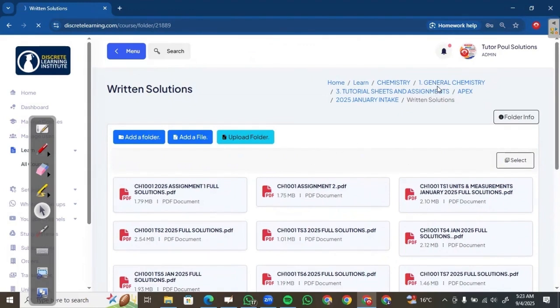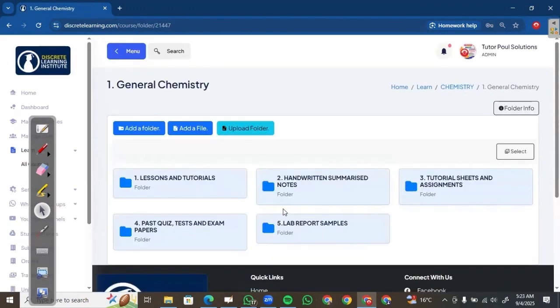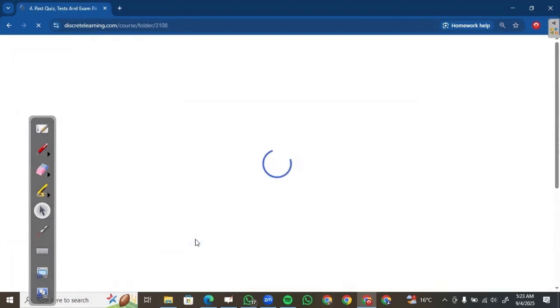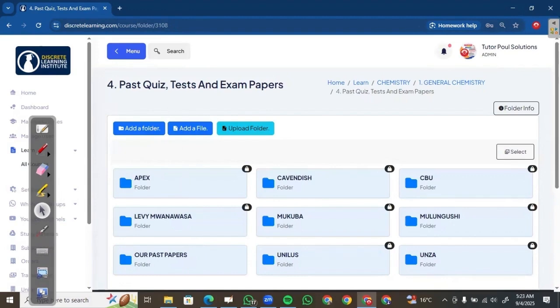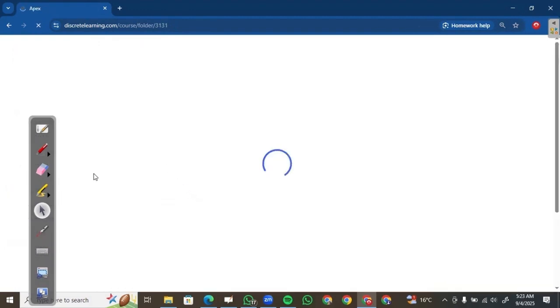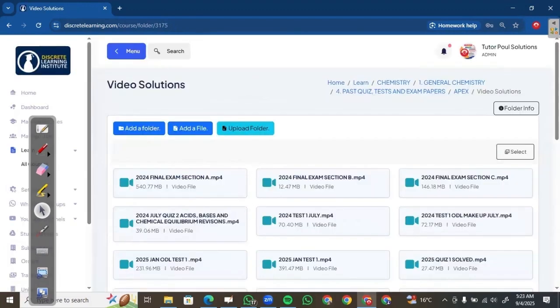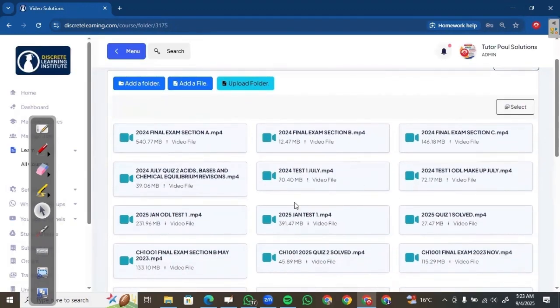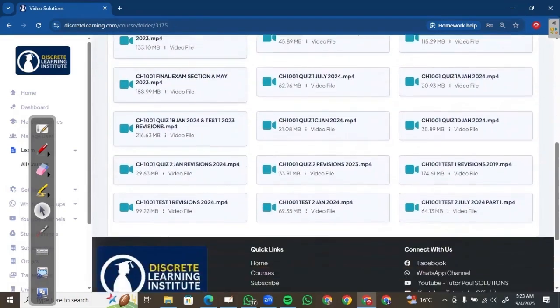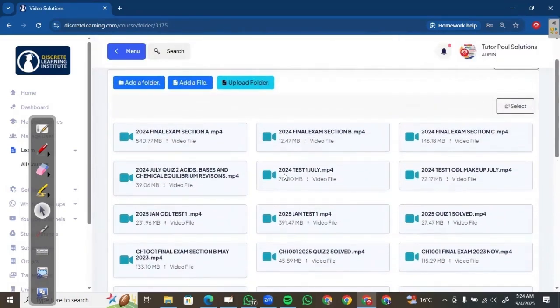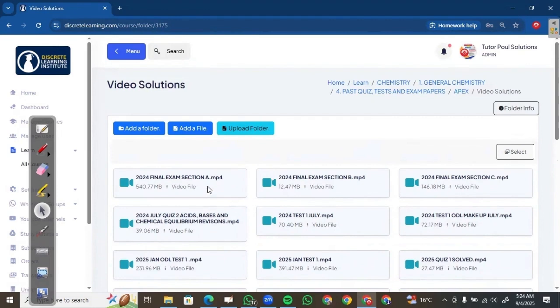But if you'd like to access the past papers, then you have to go to this folder here for the past papers. You're going to find quiz papers. They have solved videos and there are also some written solutions. So you go to Apex. You also find videos on exam papers. If I go to the videos there, you see that there are videos for some exam papers, for some tests, for some quizzes. You can access all these and learn at your own time to prepare for your exams. I hope you enjoyed the video.